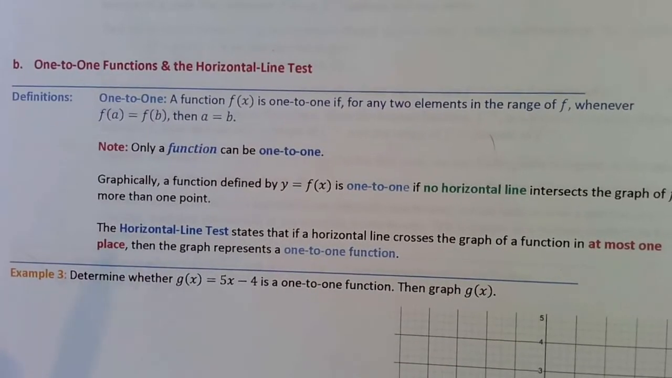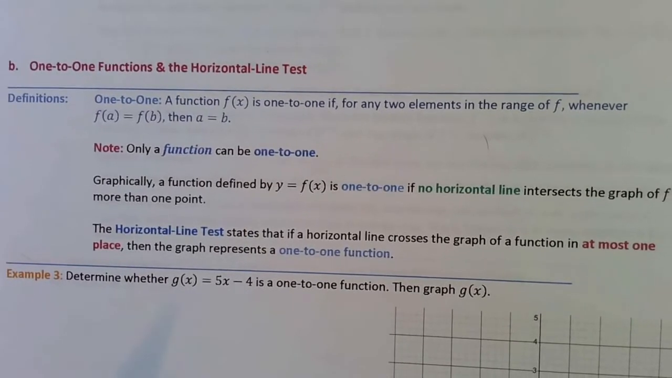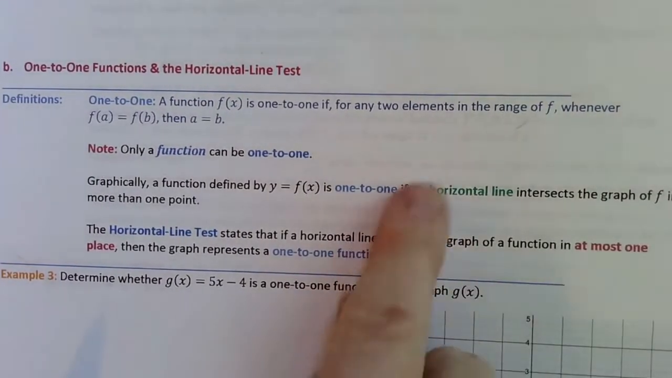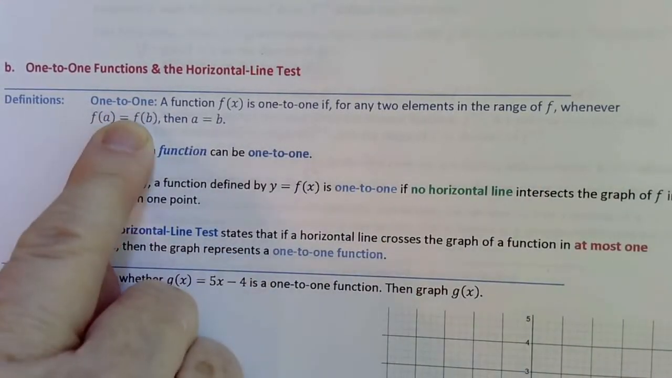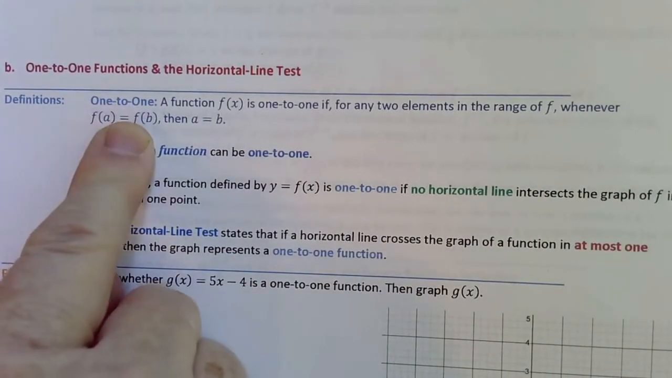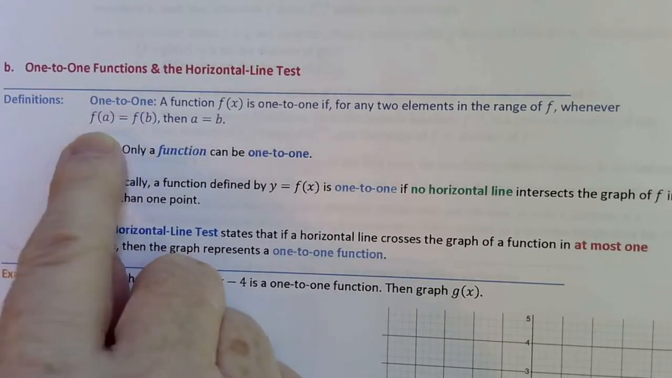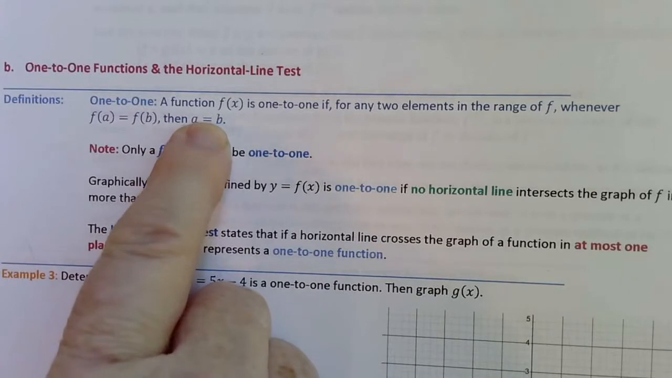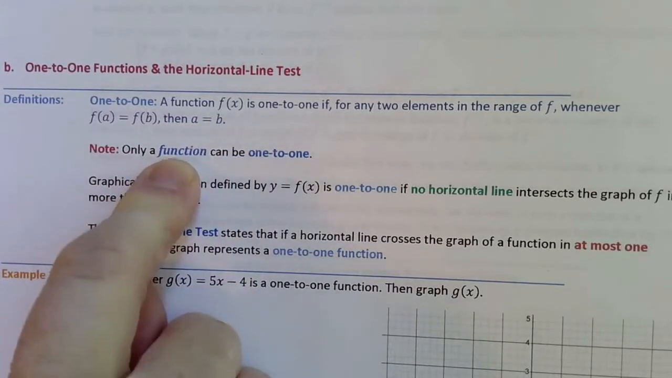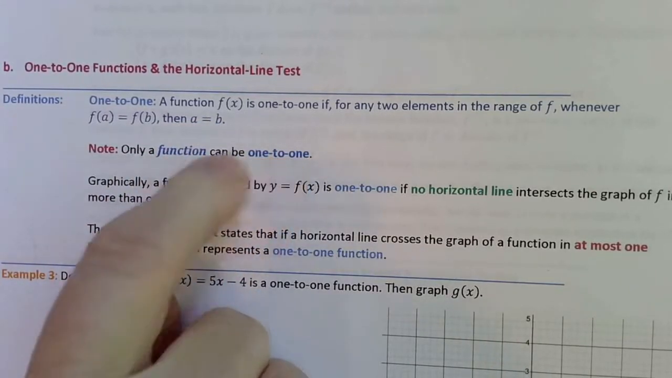One-to-one functions and the horizontal line test. A function is one-to-one by definition if whenever we have two elements in the range, f of a and f of b, if they are the same, then these input values have to be also the same. Only a function can be one-to-one, so that's very important.